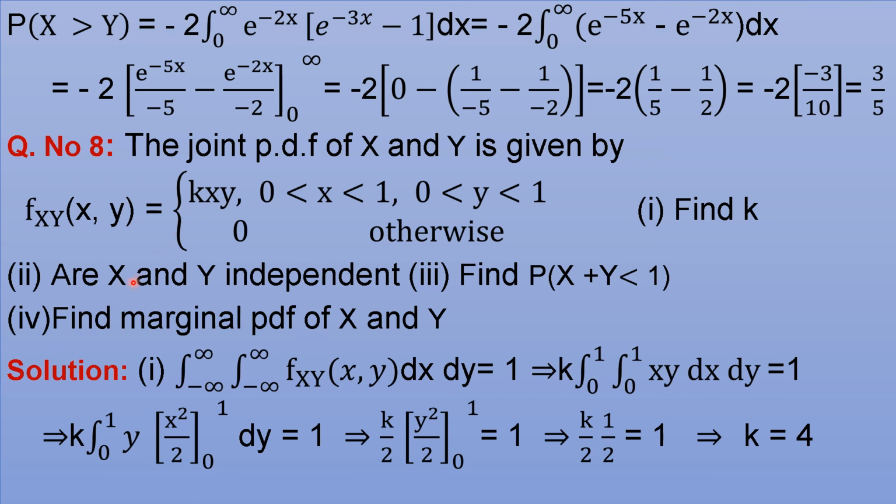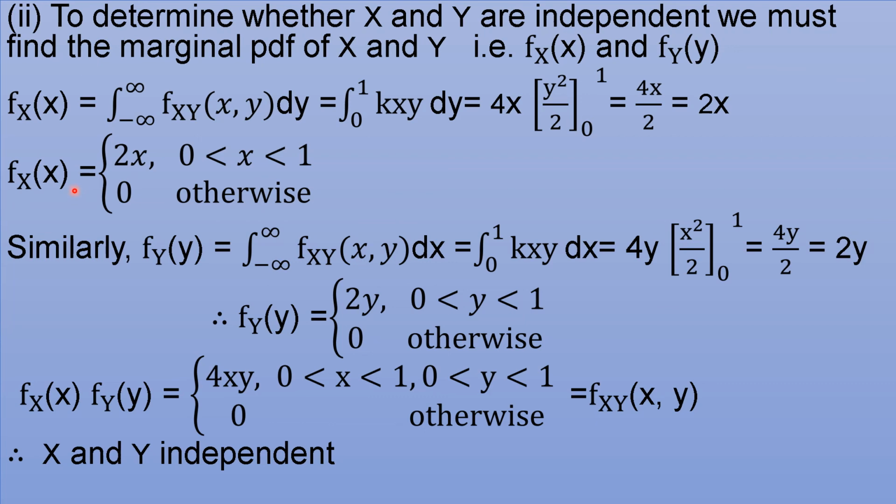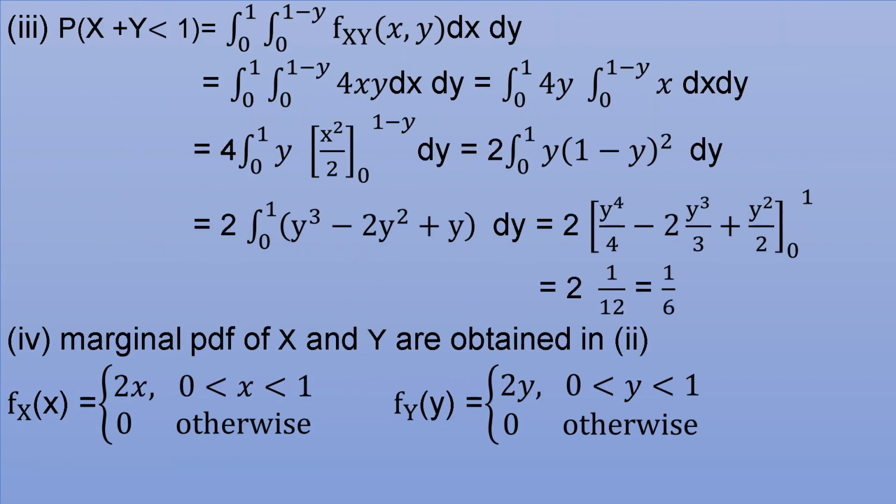But here, to prove that x and y are independent, to check whether x and y are independent, we have already calculated the marginal probability density functions of x and y, fx of x and fy of y. That you can use as the answer for the fourth part.